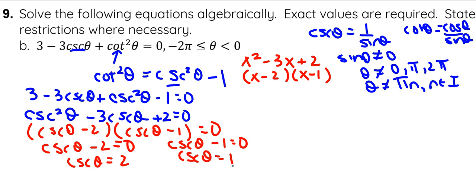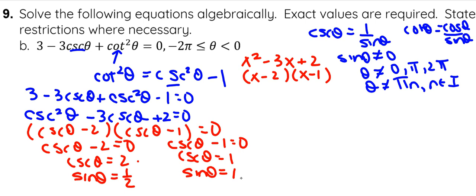Now, I'm not going to work with cosecant. I'm going to work with the reciprocal of that, which is sine. So if cosecant equals 2, then sine equals the reciprocal of 2, which is a half. And the reciprocal of 1 is still 1. So I'm looking at where sine is equal to a half and where sine is equal to 1. Now this one here is going from negative 2 pi to 0. So what you could do is solve them all from 0 to 2 pi and then subtract 2 pi to figure out the answer. So that's what I'm going to do.